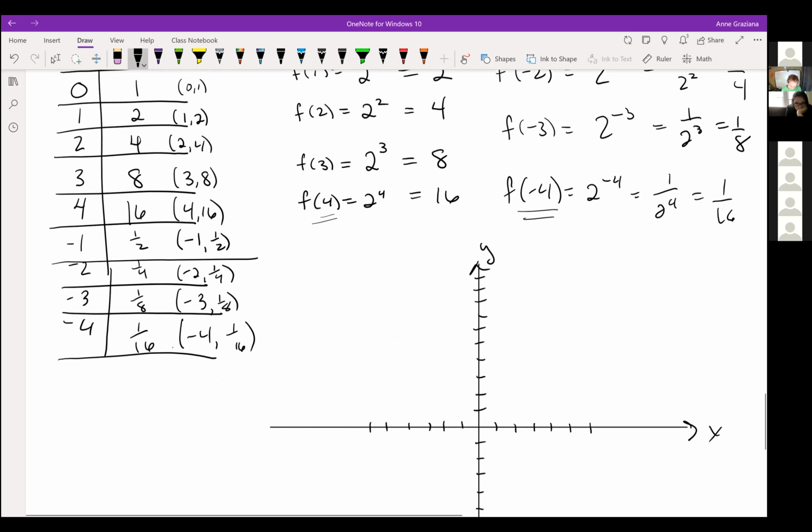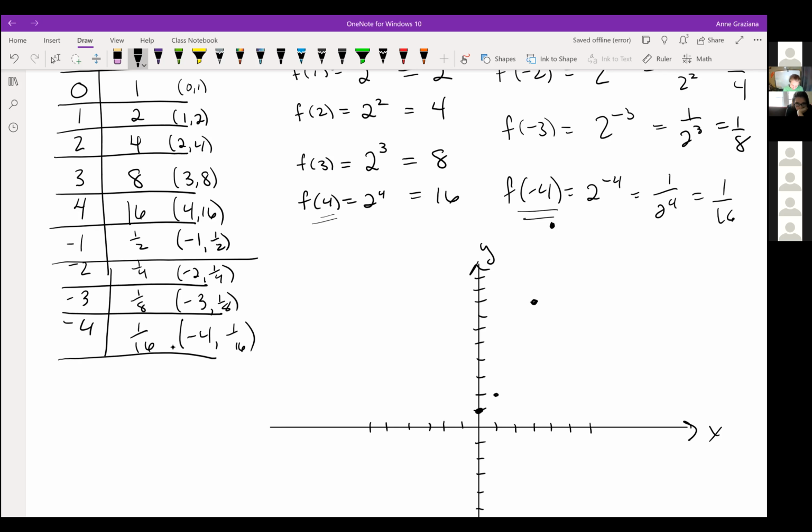All right, so 0, 1, right there. 1, 2, over 1, up 2. 3, 8, over 3 and up 2, 3, 4, 5, 6, 7, 8. And then 4, 16. Holy cow, that's way up here. I'm just going to guess. Actually, I think it's probably higher. It's higher than that, but I'm out of room.